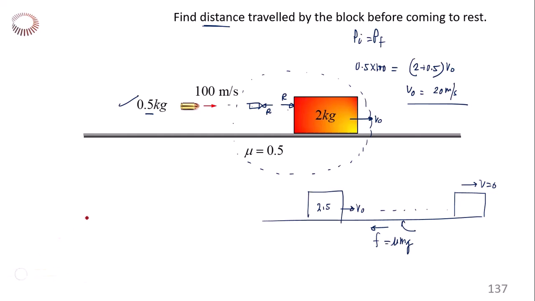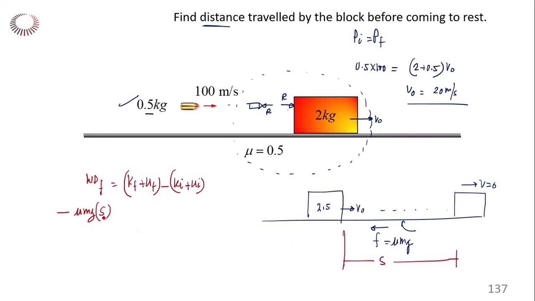So I can apply the work energy theorem. The work done by friction should be equal to final kinetic energy plus final potential energy minus initial kinetic energy plus initial potential energy. So I am writing the work energy conservation. The work done by friction is minus mu mg into s, where s is the distance traveled by the bullet block system. So mu mg into s with the negative sign is the work done by the friction.